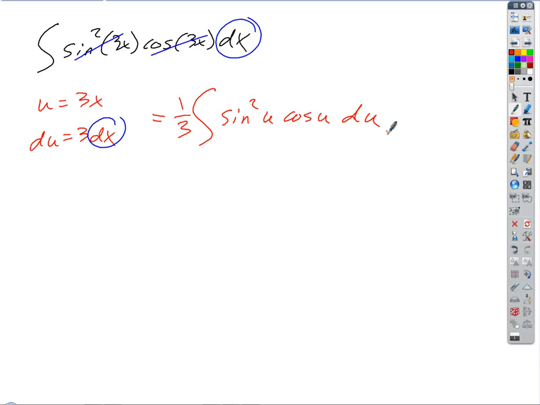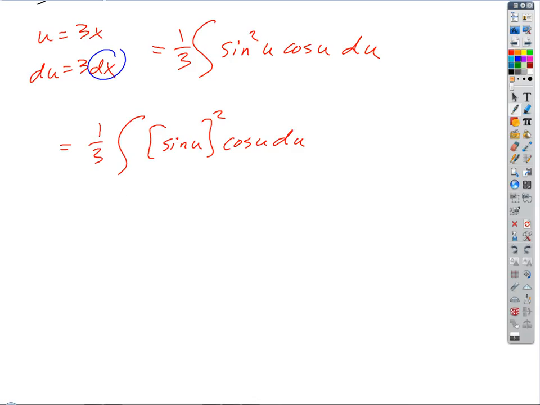Now I'm going to rewrite this because that is still not a form that we know how to deal with, right? So let's rewrite this as 1/3 times sine u quantity squared, right? So maybe we need another substitution. Let's make a v substitution.